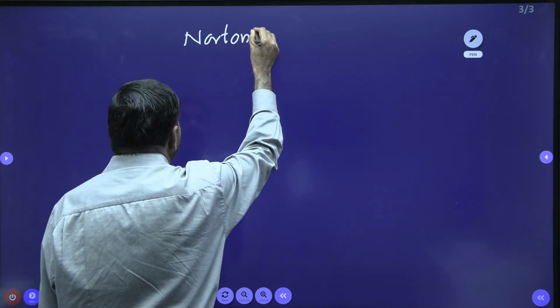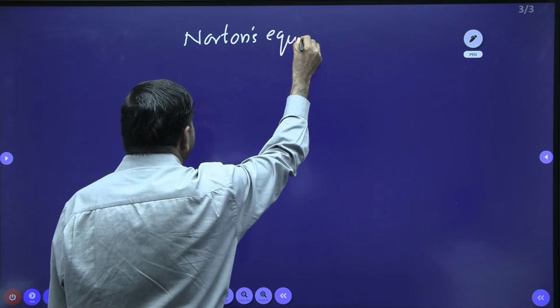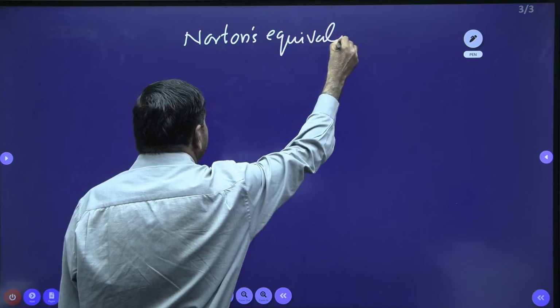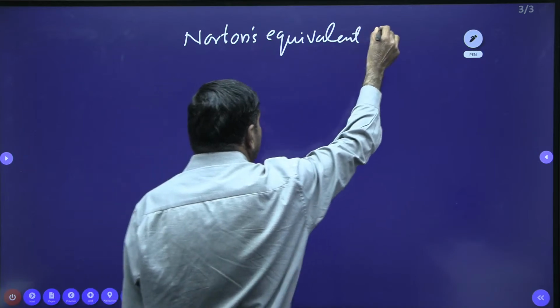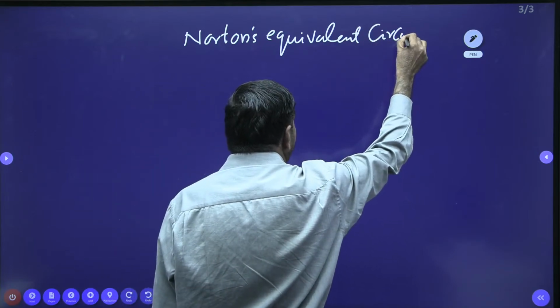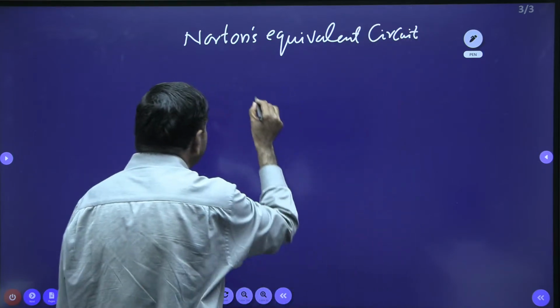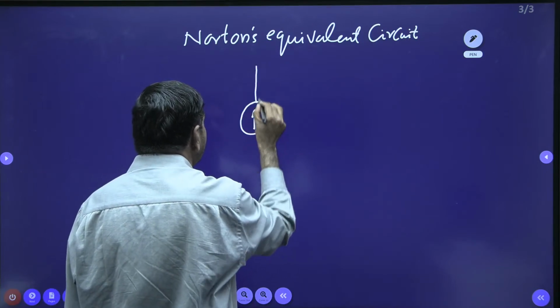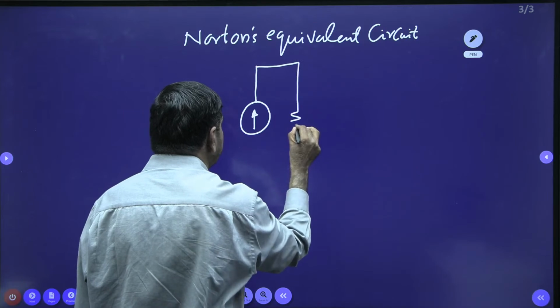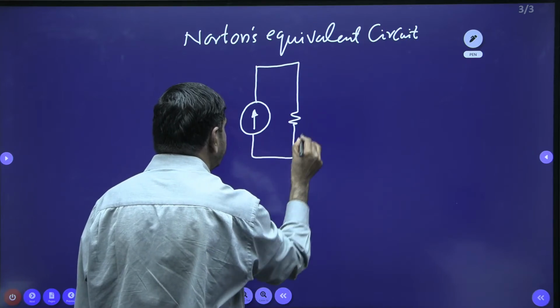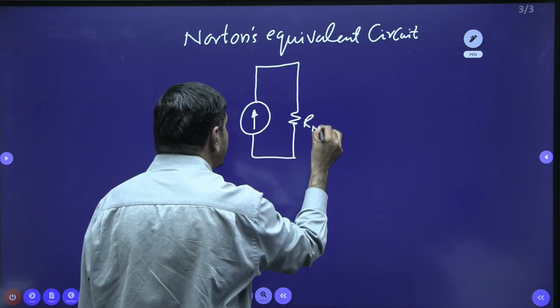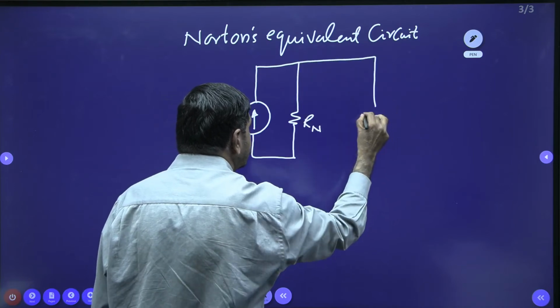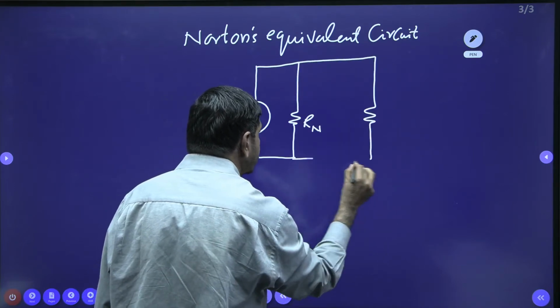Norton's equivalent circuit is required. How can we draw it? Here we require one current source connected with Rn, the Norton's resistance, and also the load resistor. They must be connected in parallel.